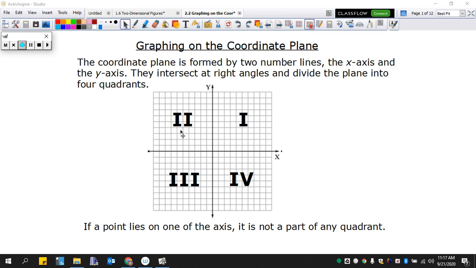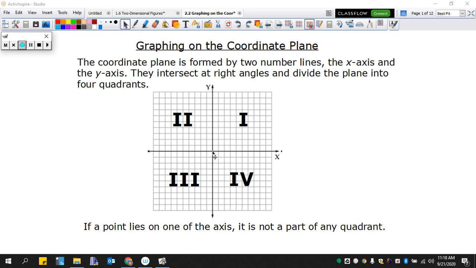So a coordinate plane, remember, is formed by two number lines, a horizontal number line, which we call the x-axis, and a vertical number line, which we call the y-axis. They intersect right down here at a right angle and divide the plane into four quadrants.